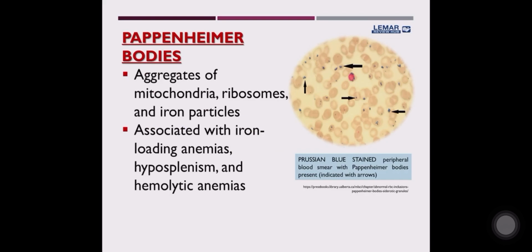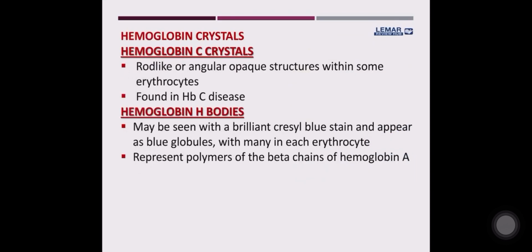Pappenheimer bodies, aggregates of mitochondria, ribosome, and iron particles, associated with iron-loading anemias, hyposplenism, hemolytic anemias. Hemoglobin C crystal, rod-like angular opaque structure within RBC associated with hemoglobin C disease. Hemoglobin H bodies are polymers of beta chain of hemoglobin A. For demonstration of hemoglobin H, supravital stains such as brilliant cresyl blue.